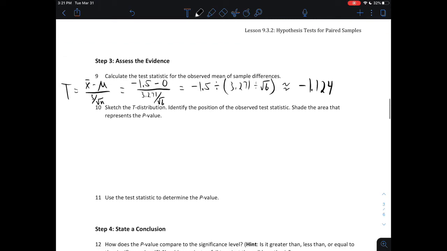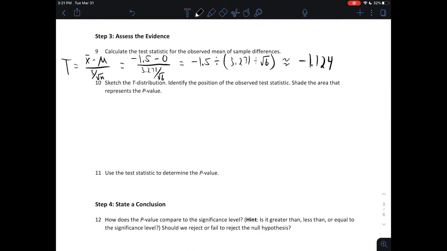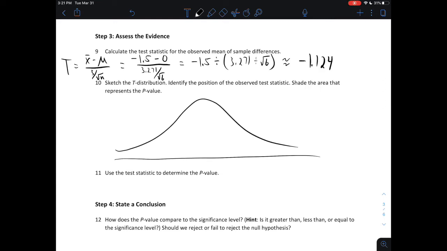Number 10, sketch the t-distribution. Identify the position of the observed test statistic. Shade the area that represents the p-value. Again, we're going to have our horizontal axis, a normal distribution curve, something that looks similar to that because, again, the t-scores approach the normal distribution. Then we have our test statistic on the left because it's negative. So TS equal to -1.124. And the area that we are shading is to the left because we have a left tail test. And that area represents our p-value.